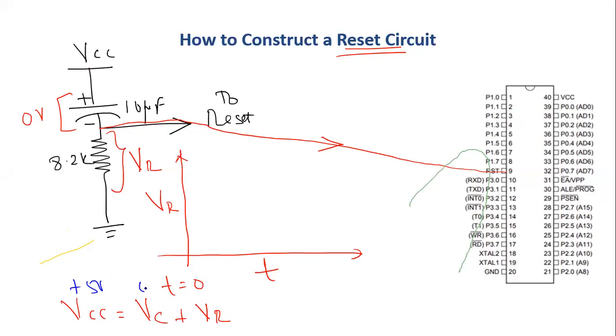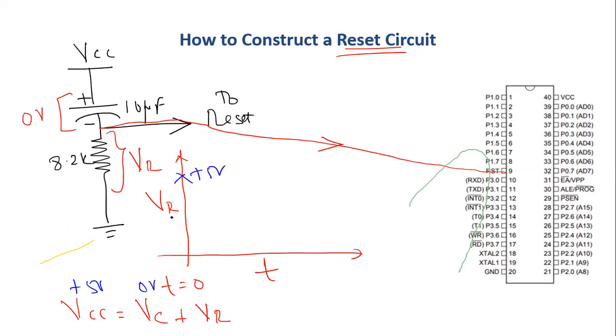Capacitor's voltage is at 0 volt. So naturally VR plus VC is equal to 5 volt. VC is 0 volt, so naturally VR has to be at 5 volt. So initially VR takes 5 volt. So it starts at plus 5 volt.